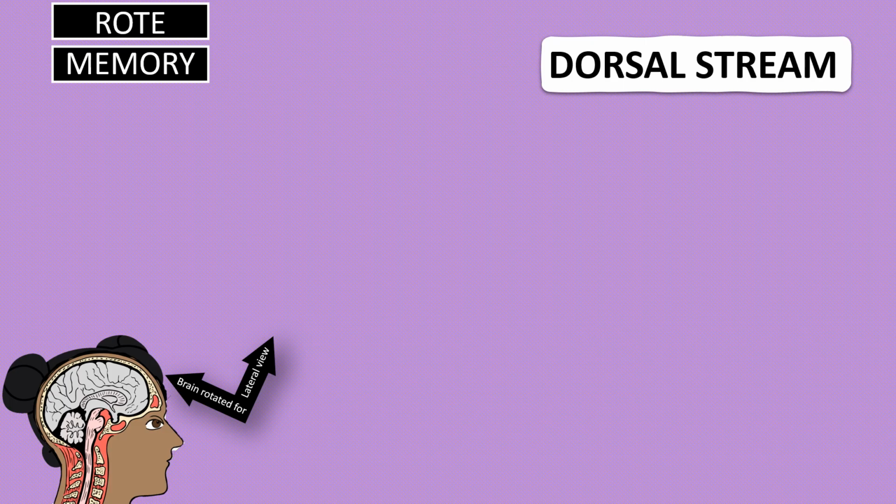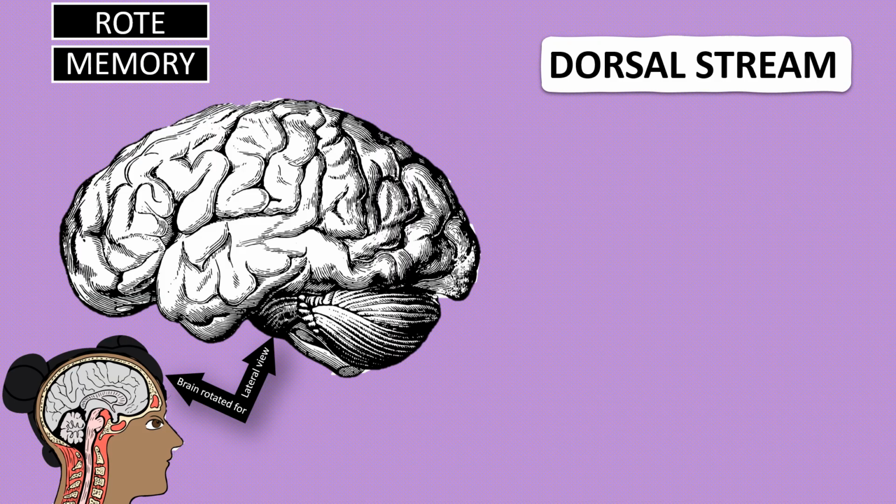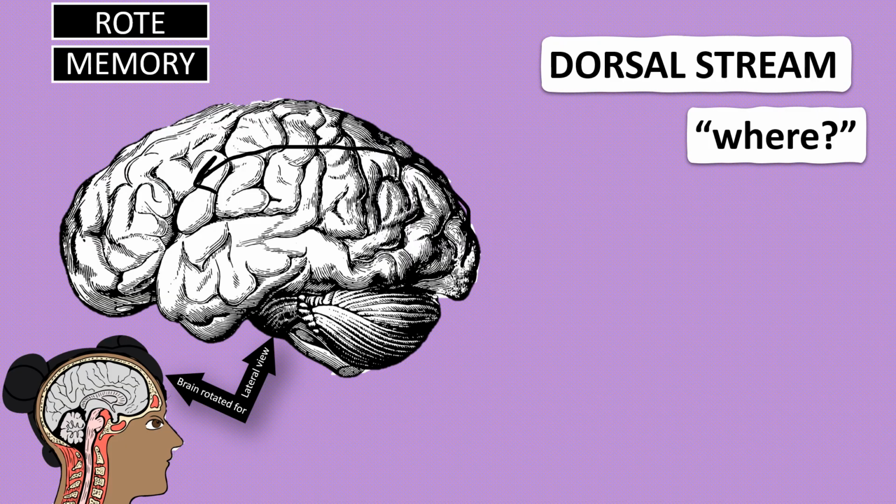In order to best visualize this, see what I did there? Visualize. We are going to look at the brain even more closely at the lateral or outside perspective of the brain, as shown in this picture. The dorsal stream is largely responsible for the perception of where things are, and follows a superior anterior direction along the parietal and frontal lobes.